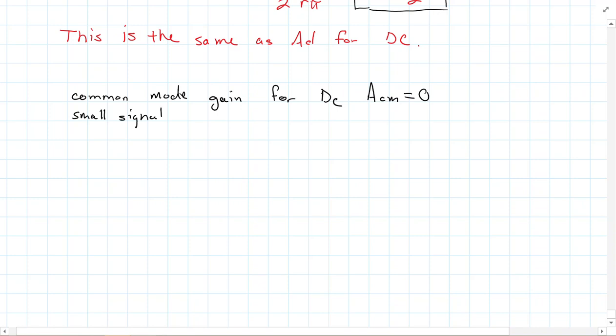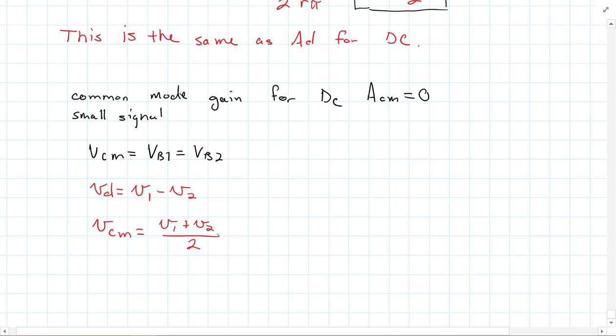Well, remember for common mode, what we had here is that VB1 is equal to VB2. That's the whole point for common mode, is that the voltages are the same. But remember, back at the beginning of our discussion of the operational amplifier, we had two equations, where the differential voltage was V1 minus V2. So we're not talking about VB1 or VB2, we're talking about V1 minus V2. And the common mode voltage was V1 plus V2 over 2.